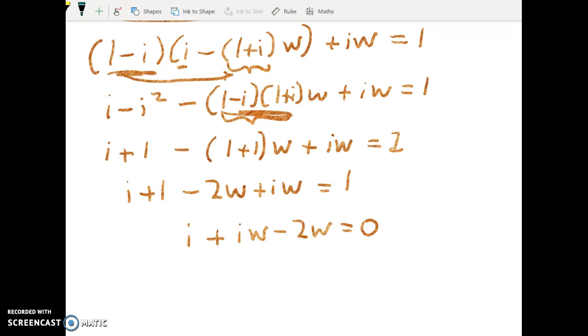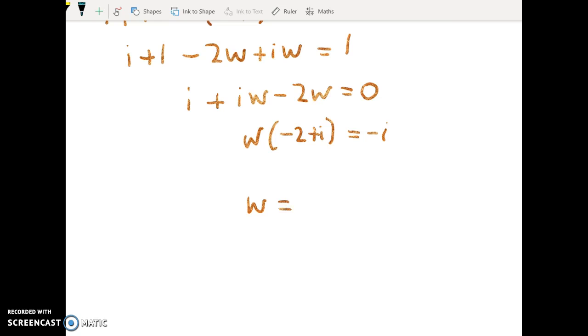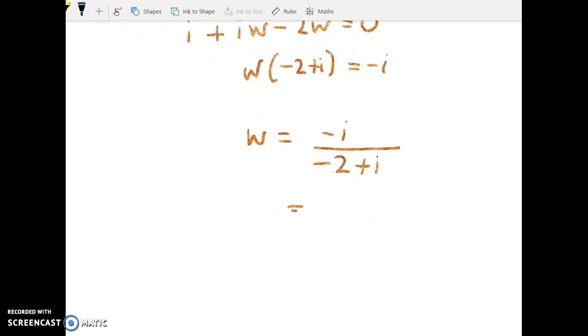So finally we can solve that for w. We get w times negative 2 plus i is equal to negative i, and w is equal to negative i over negative 2 plus i. Now you can leave it like that and do your conjugate multiplication there, or you can times everything through by negative 1 over negative 1. The reason I like to do that is because I'm better at multiplying when the first number is not negative. Right, so here, what have we got now?